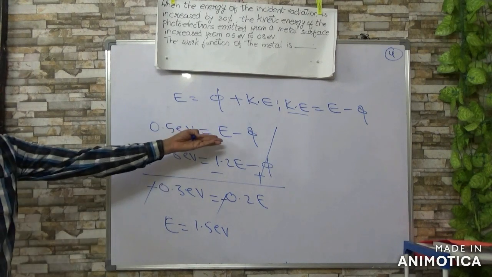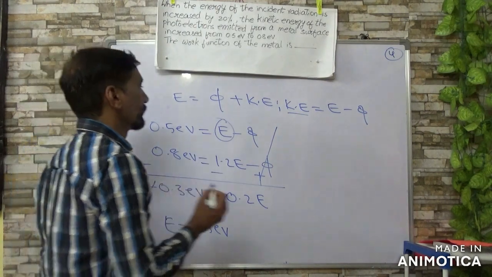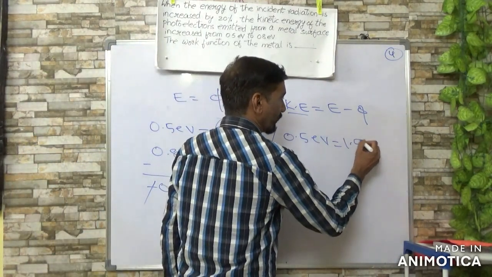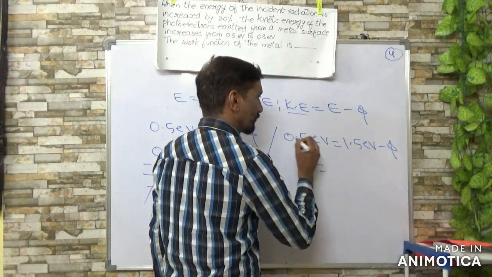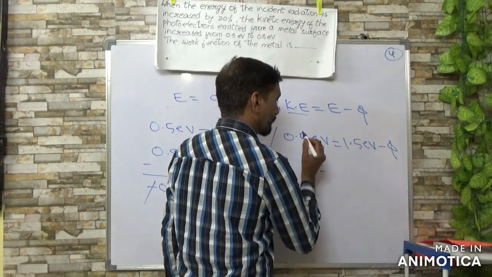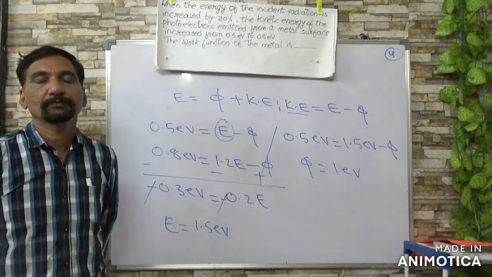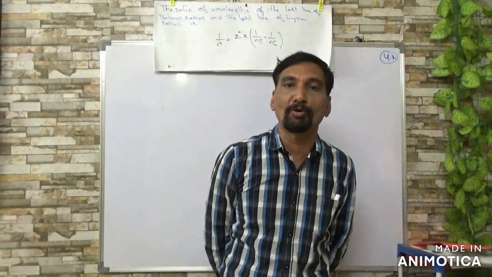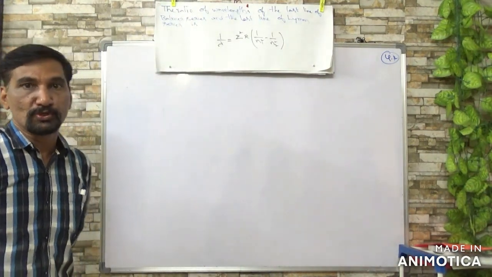You can substitute anywhere to find the work function. Suppose you are substituting over here: 0.5 eV equals 1.5 eV minus work function. So the work function will become 1.5 minus 0.5, which is 1 eV. Based on this hydrogen spectrum also, in the competitive exams you will definitely be given one question.